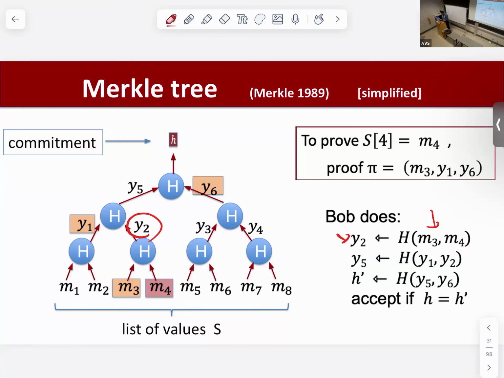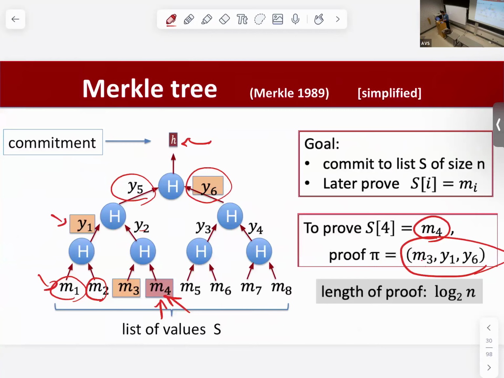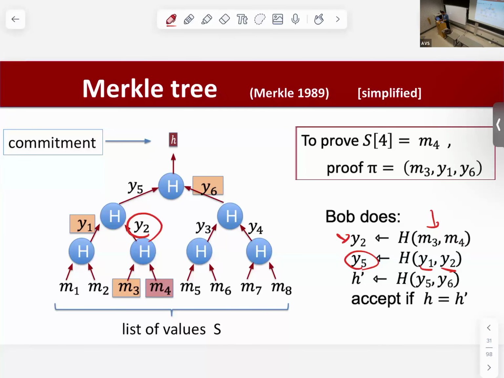He's gonna then compute the hash of y1 and y2 and get y5. Also, the proof already gave Bob y6. Bob is gonna continue computing the hash of y5 and y6 and get h prime, which is the root of this tree. Then he's gonna check h prime with the value that is already stored in the blockchain, which is h. If h prime and h are the same thing, it means that Alice did not lie. In fact, M4 was part of this blockchain.